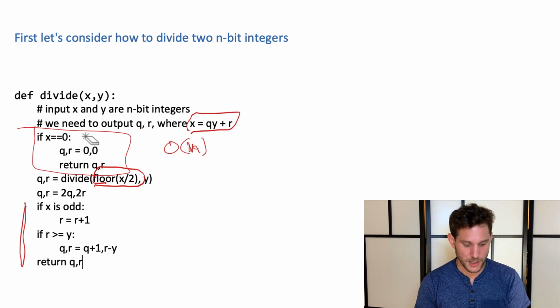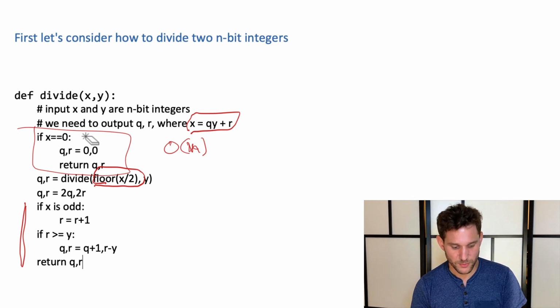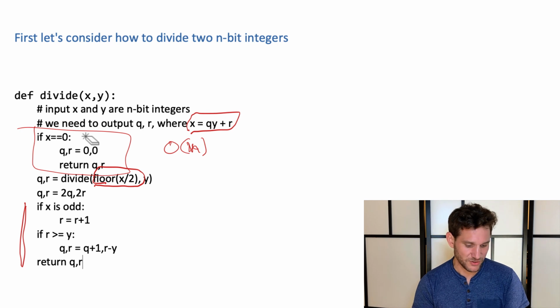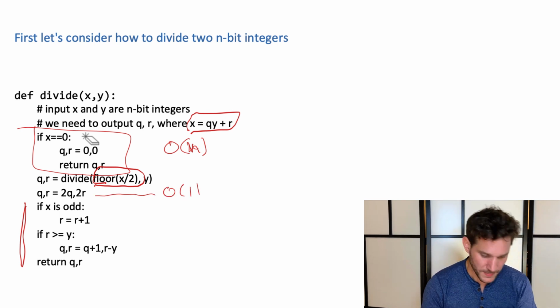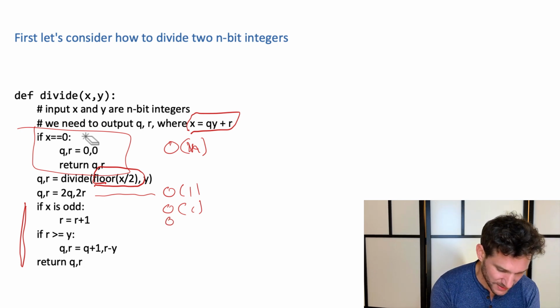Here, doubling q and r, multiplying them by 2. That takes, I guess you could say maybe that takes O of 1 time, right? This call right here. Checking if x is odd, that's probably an O of 1 operation. Adding 1 to something, that could be an O of n operation. I guess it depends on how you do it.